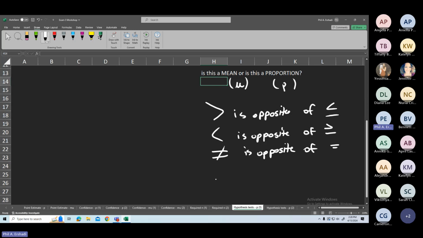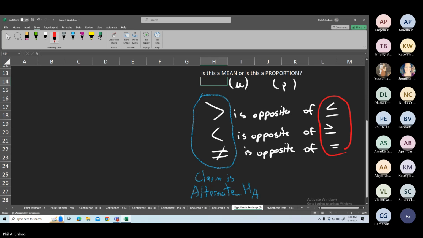Also, be careful about your claim. If you see any of these symbols that are on the left in your claim, this means your claim is the alternate. That's abbreviated HA. If you see any of these on the right in your claim, that means your claim is null, or H0.